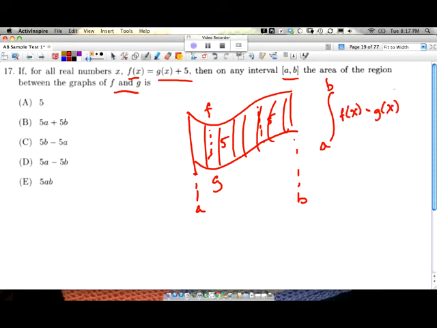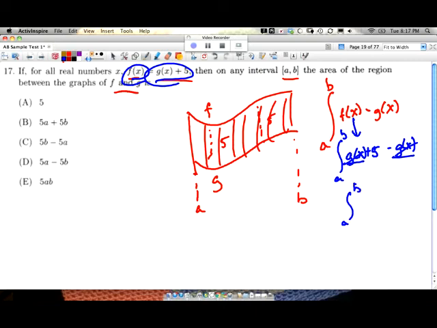Now you're probably thinking, well, okay, that sounds good, but how do I take that further? Can I simplify that more? Yes, you can! Substitution. f of x is really g of x plus 5. So this would be like saying g of x plus 5. I'm going to make that substitution there. Now I'm going to subtract g of x. Aha! Now look at this. g of x minus g of x, gone. So it's really just the integral from a to b of the constant 5.